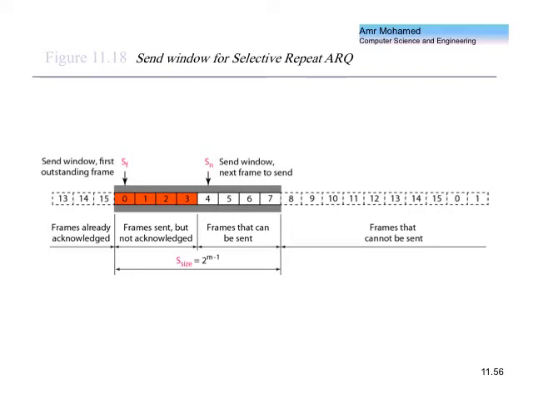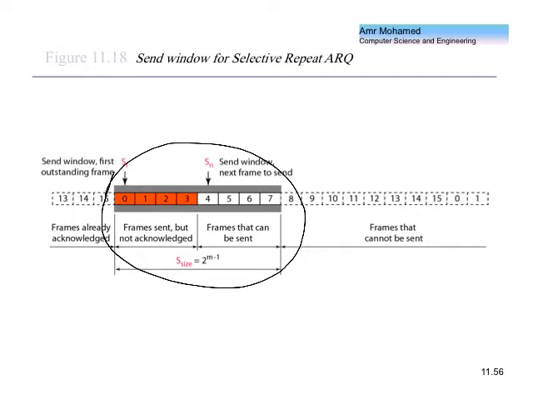So the selective repeat uses the same concept from the sender point of view, that we have a window. But one very important thing to pay attention to here is that the size of the window here is 2 to the power m minus 1, with the minus 1 in the exponent, not outside. So which means that the window size here is half the sequence number.